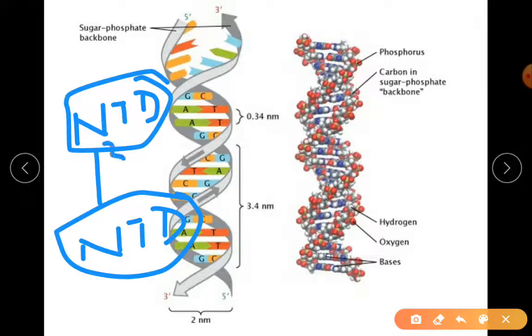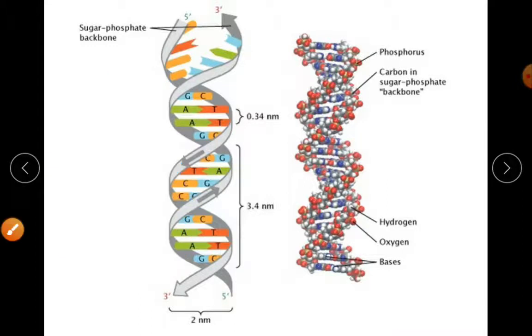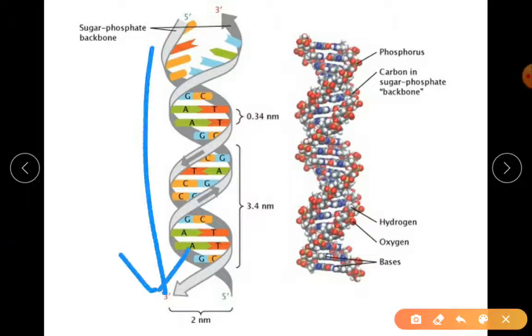The previous one has 3 prime, 5 prime here. So once the bonding has taken place, this is your phosphodiester bond. This one will be phosphodiester. You just go back to the picture which I had given last time. Phosphodiester bond, so it is between the nucleotides to form a polymer. Now this is the polymer.